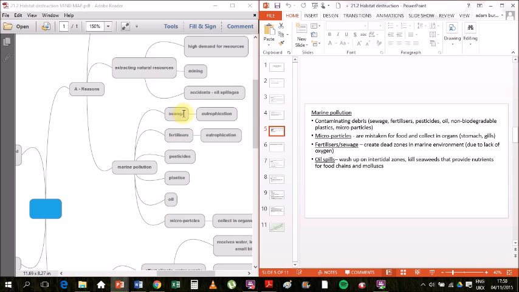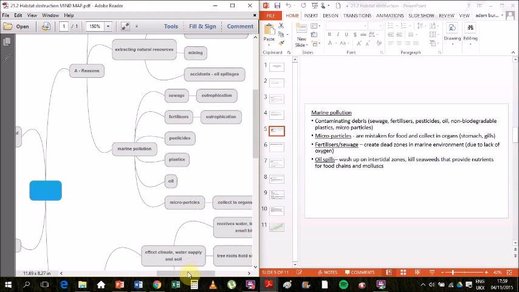Sewage can cause eutrophication, we'll talk about that in more detail later. Fertilizers can also do that, and it's because of the chemicals that they create from sewage. Pesticides we've talked about, if they leak into marine life, they can cause eutrophication as well. Plastics can kill animals, period. If they're eating them as well, that can also kill them. Oil spills can kill animals.